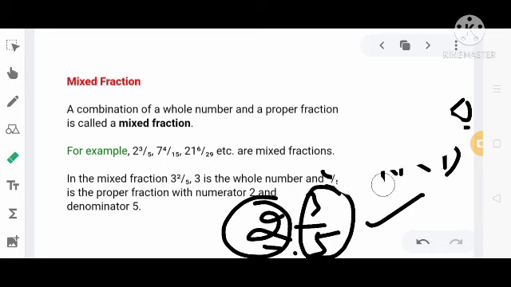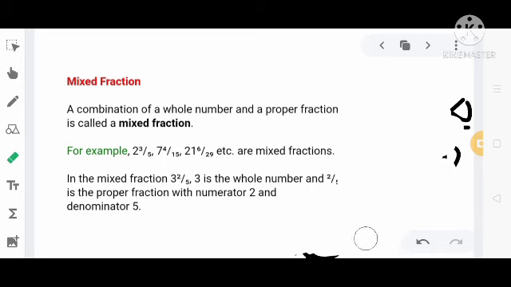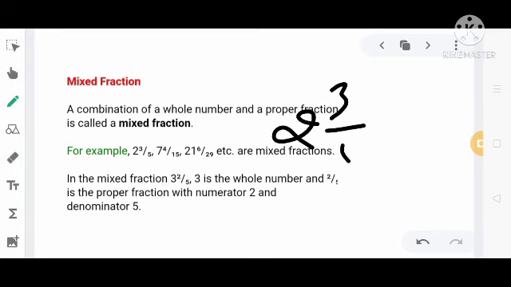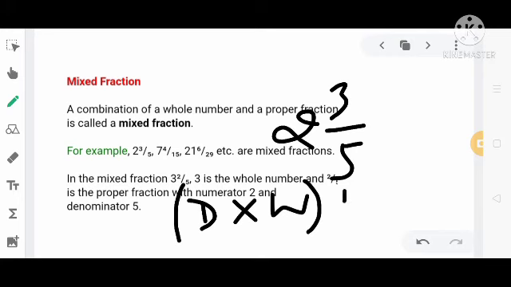One more important point is if you break down the mixed fraction, how will you break it down? First, the denominator is multiplied with the whole number, and then the result is added to the numerator. Then you will get some number, suppose x, and the denominator will always be the same.